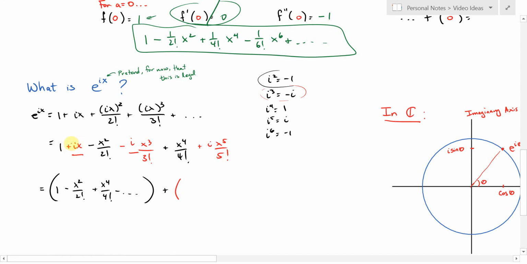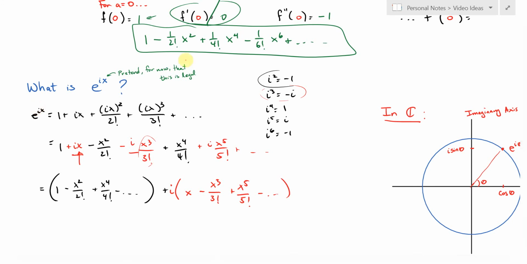Alright, so we can factor out all of the i's, and I'm going to do that right from the get-go. Plus i times, and then all we're left with is a negative x cubed over 3 factorial, and a positive x to the 5th over 5 factorial, etc. So that'll be x minus x cubed over 3 factorial plus x to the 5th over 5 factorial, and it just continues on with the 7th order terms and so on. So all I did is I looked at the power series for e to the x, and I just plugged in an ix. That's all I'm doing, and I'm simplifying it a little bit.